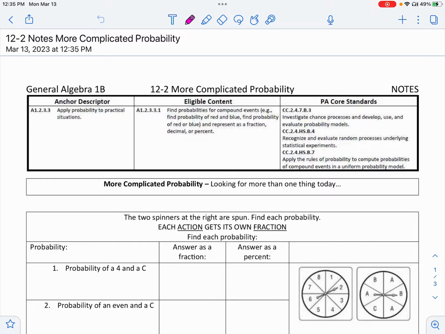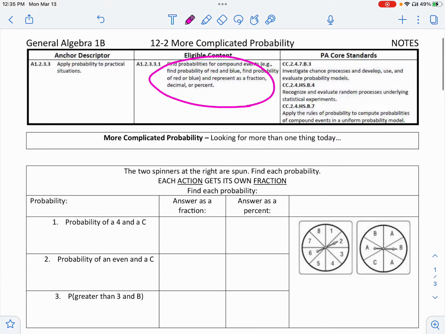All right, everybody, we're back at 12.2, more complicated probability. We are still in the same eligible content, but today we may or may not be looking for more than one thing. The key words or the concept is every action that you do gets its own fraction.